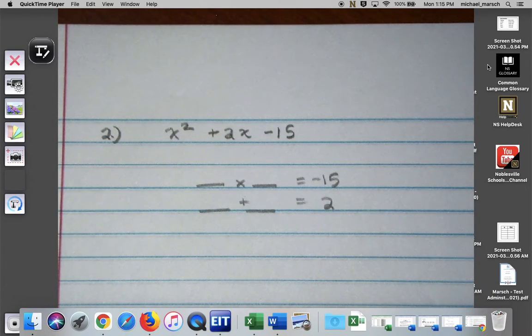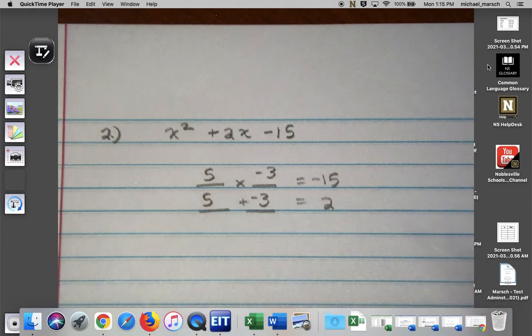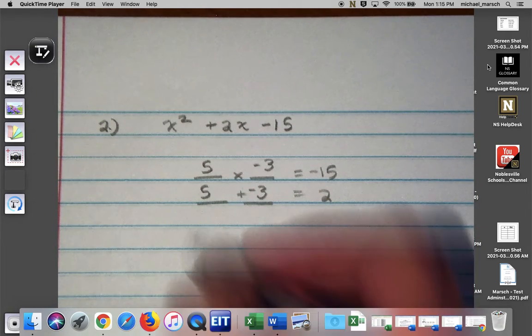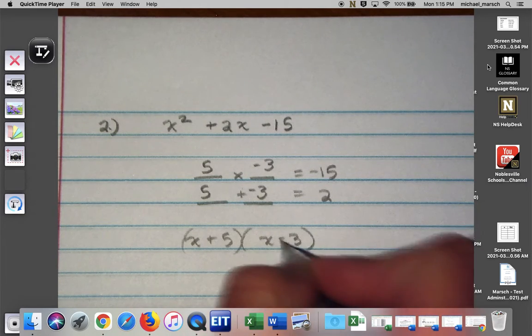Yeah, it's like 3 and 5. But the negatives wouldn't give you positive 8, right? Because it had to be negative 15. It's still going to be 5 and 3. 5 and negative 3. Same. So x plus 5 times x minus 3.